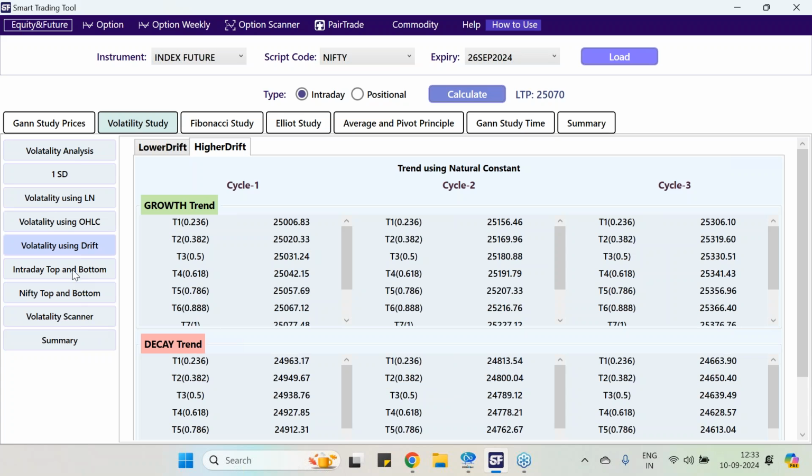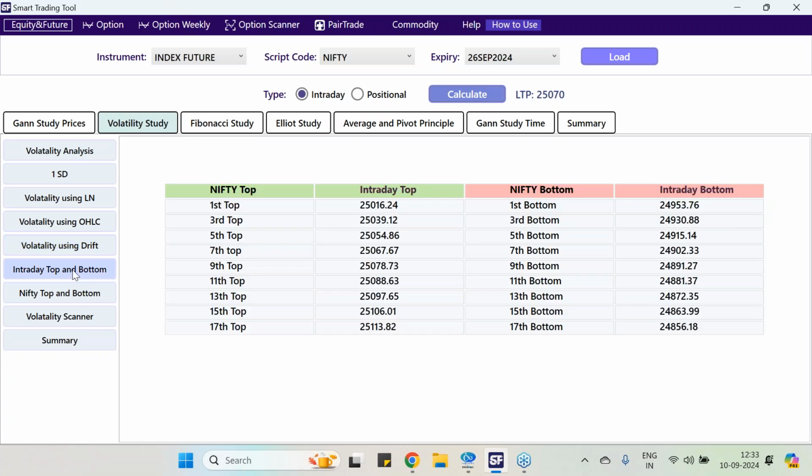Beyond that, we have given one more study, intraday top and bottom. This is being done using the VIX. Yes, Nifty has a VIX. Wherever VIX is not there, we take other parameters. Whenever VIX is present, VIX is taken. VIX is not there for all other indices like various stocks and Bank Nifty. So we take volatility as per their price data, using the GARCH method. This is what we have estimated for the intraday top and bottom.